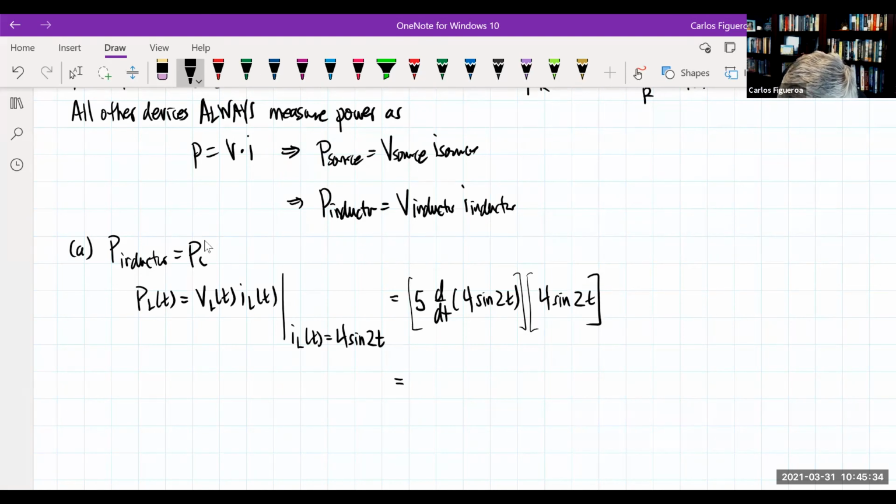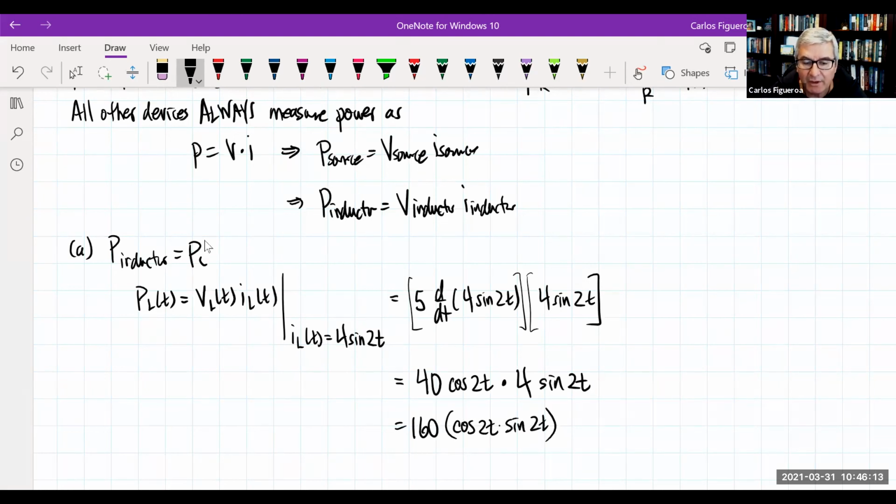Let's make sure I get that right. 8 times 5 is 40. So this should be 40 cosine of 2t times 4 sine of 2t. If I clean this up a little bit, what is that? 160, right? 160 cosine of 2t sine of 2t.